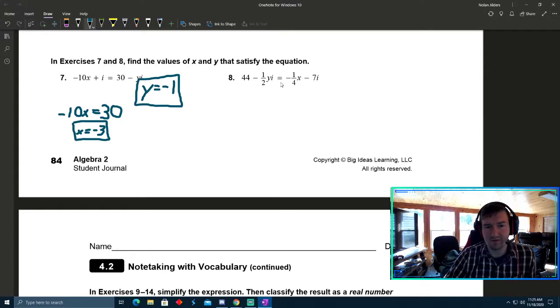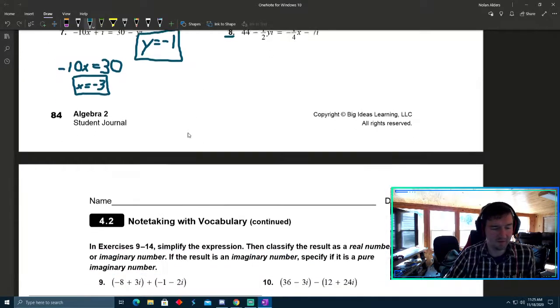So think about it over here on number 8. What could I multiply right here by this y so that I would get a negative 7i? Because if we have a negative 7i on both sides, then we can add 7i to both sides, and they'll cancel out of the equation. So what y could this be to turn this into a negative 7i? All right, so 1/2 times what gives you 7? So try that out, and then you can solve it.